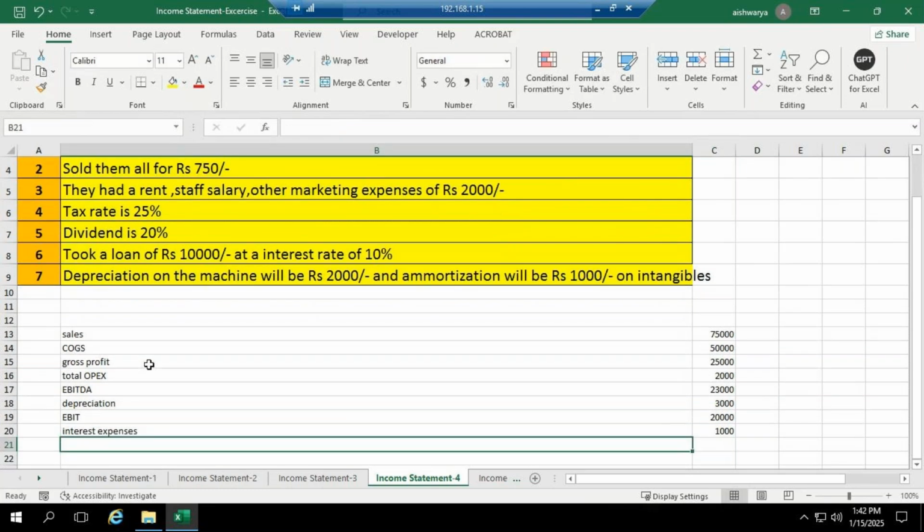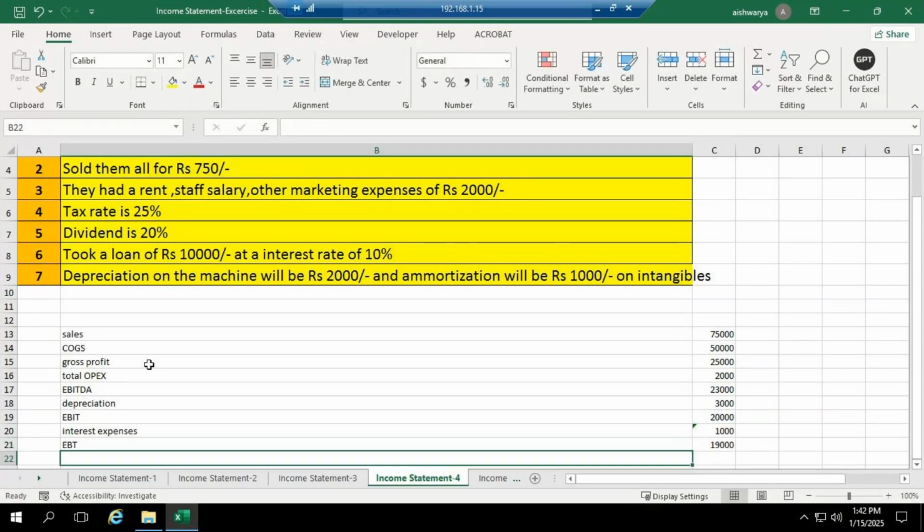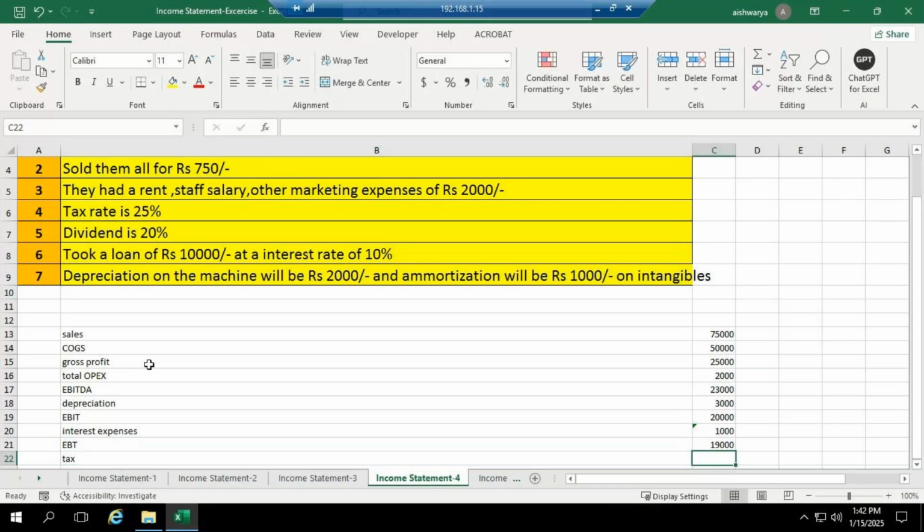Okay. So then again, now you will be getting EBT. EBT is equal to 20,000 minus 1,000. So you'll be getting the answer as 19,000 after deducting interest charges. Now here taxes you have to deduct. So what is the tax they have given? The tax rate is 25%. So 25% you have to calculate on EBT, is equal to 19,000 into 25%.